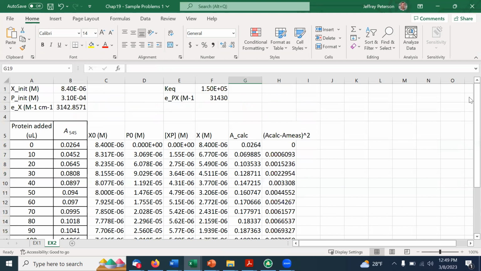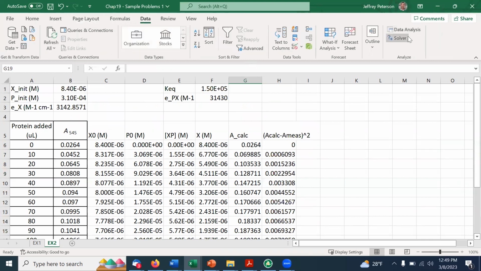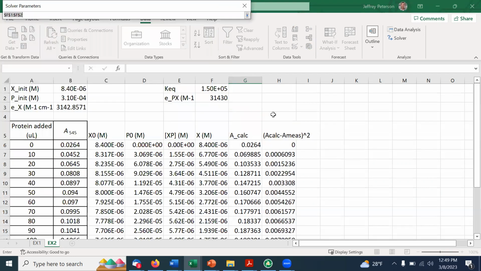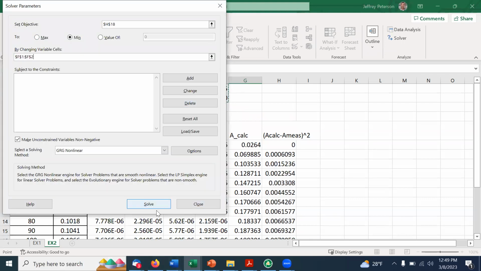That's my sum. And now I'm going to hop in and do my solver. So data, solver. Here we go. What's my objective cell? Well, in this one, I want this sum cell, so it's that one. I want that to be a minimum. And I am going to do it by changing those cells. All right, let the magic happen.